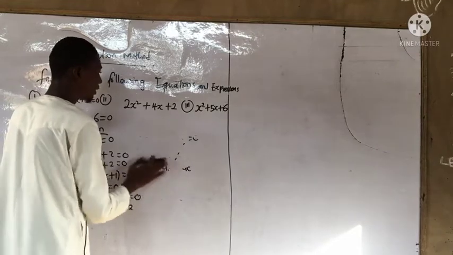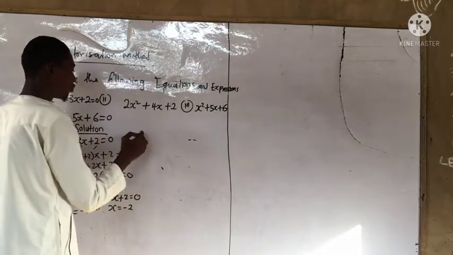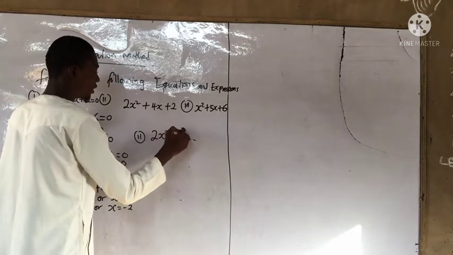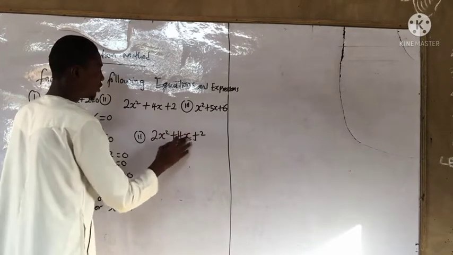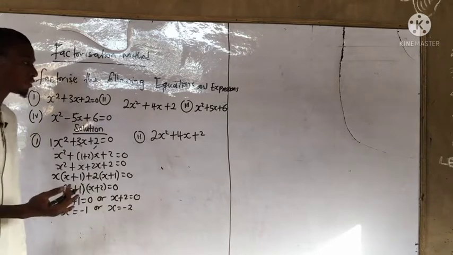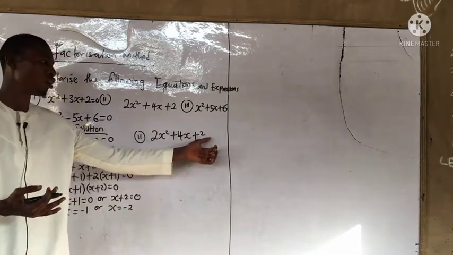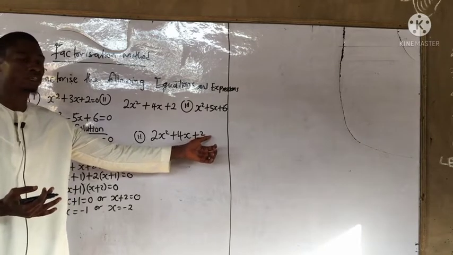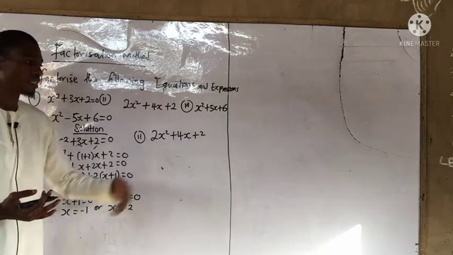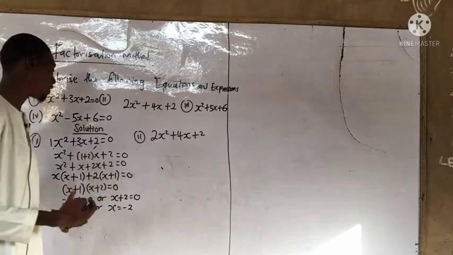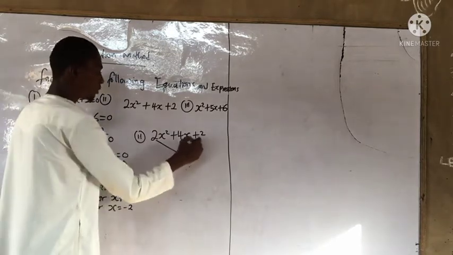Now let's look at the second expression, the second question, where you have 2x squared plus 4x plus 2. I don't need to repeat this again because I said it in my first video: whenever you have something like this, we don't have an equal sign on this side. So this is called a quadratic expression, not an equation this time around.